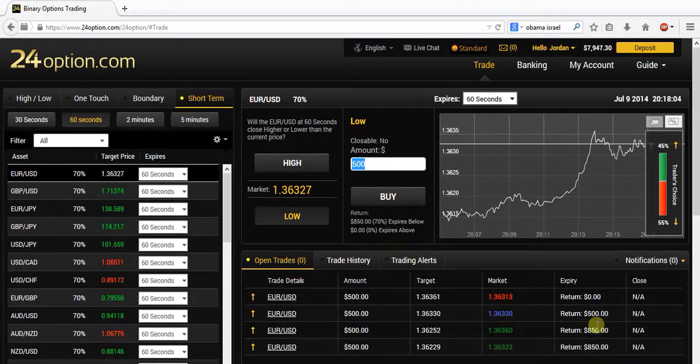But we had a return of $850 on 2 trades. We invested $500, that's $350 profit each one, $700. Had 1 trade at $500, it closed even, so we got our $500 back. And 1 trade at $500, which we lost. So a net profit of $700 minus $500, that's $200.